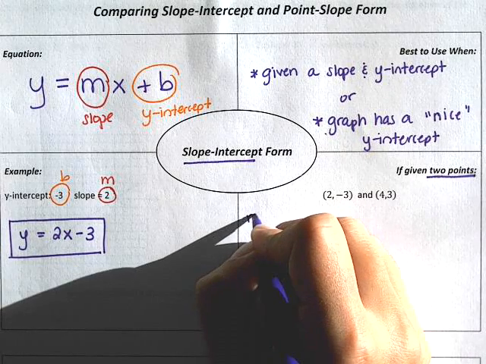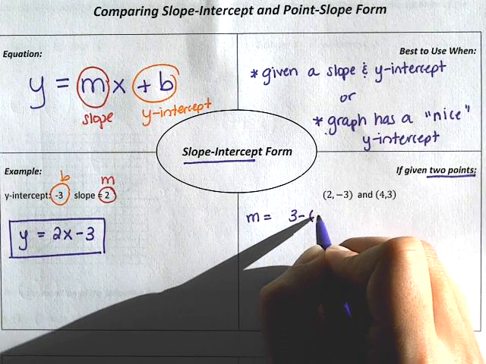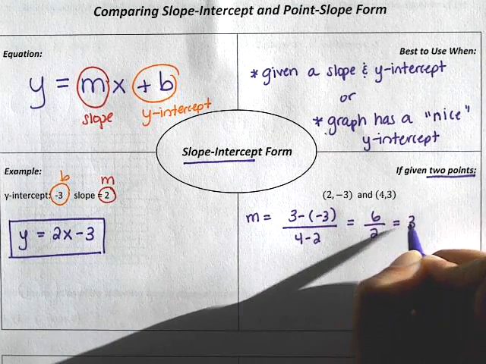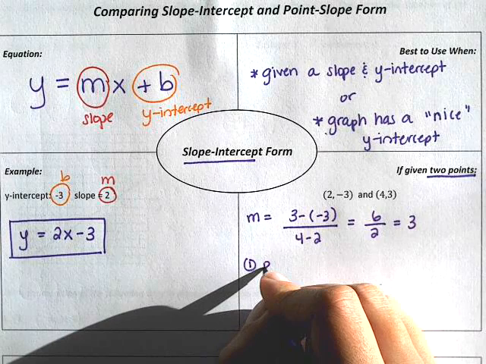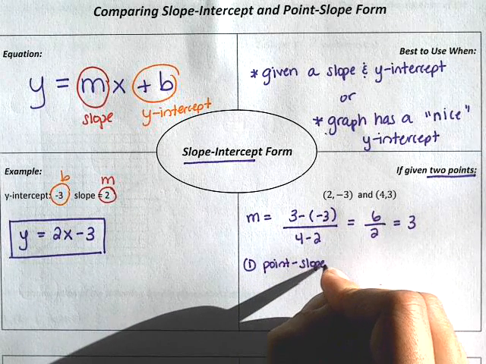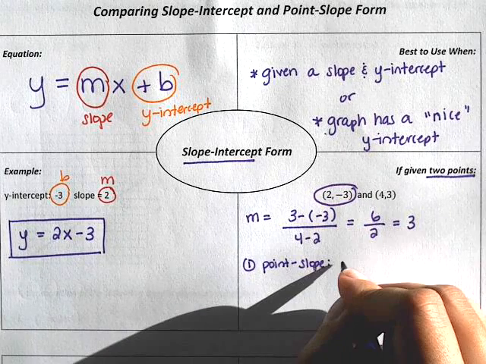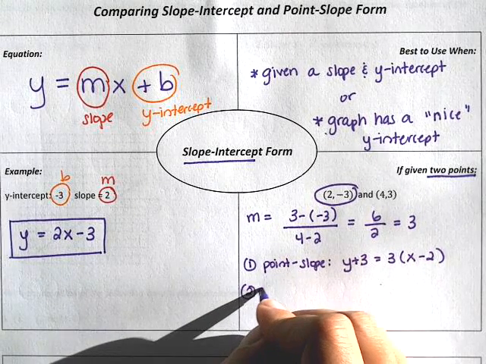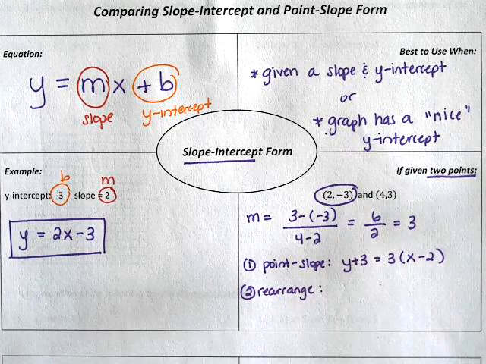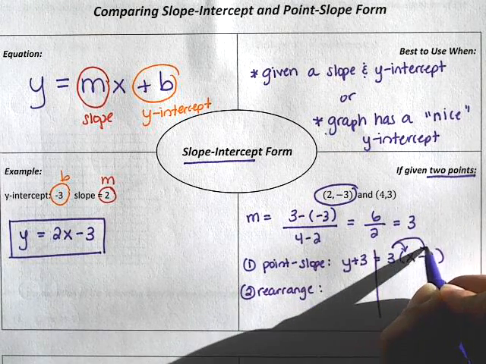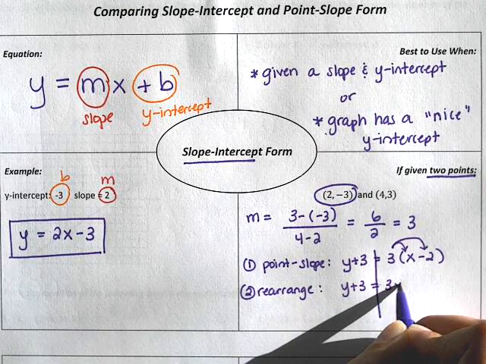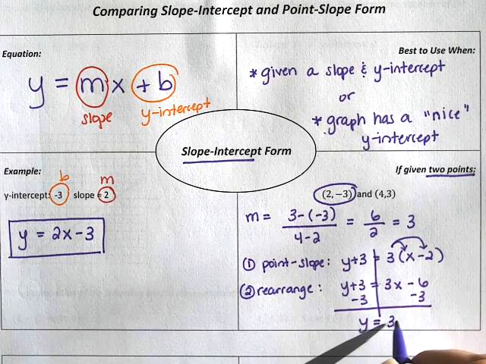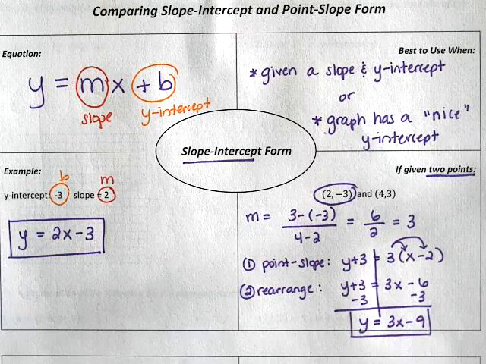If that happens, the first thing you're going to want to do is get the slope. So 3 minus -3 over 4 minus 2, which is 6 divided by 2, which is 3. Then you're going to want to do point slope first. We practiced this yesterday. I'm going to use the first point and the slope. y plus 3 equals 3 parentheses x minus 2, and then rearrange it until it looks the way that you wanted it to. So we're going to distribute the 3, which gives us y plus 3 equals 3x minus 6, and then subtract 3 on both sides, so y equals 3x minus 9, and there would be your final answer.